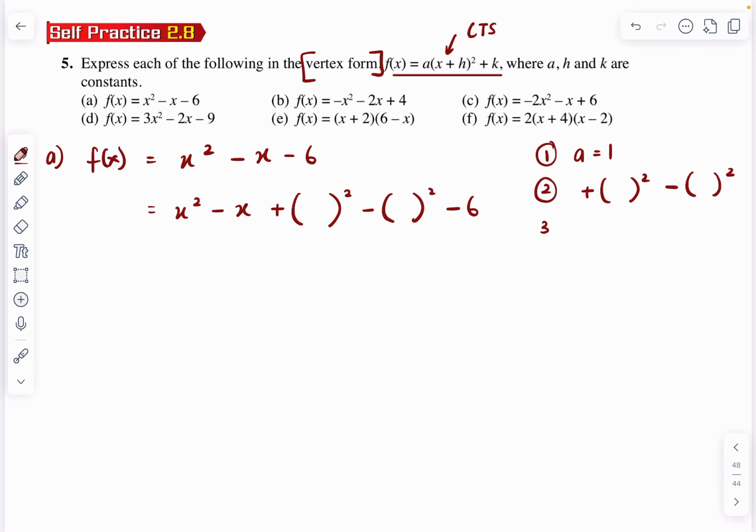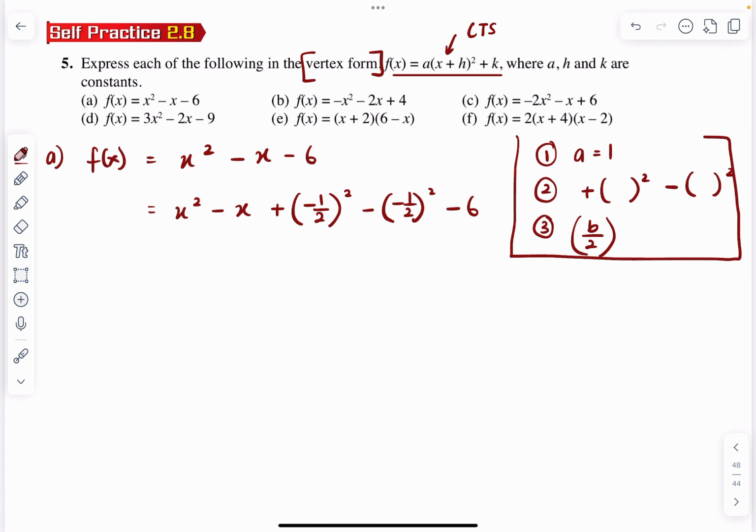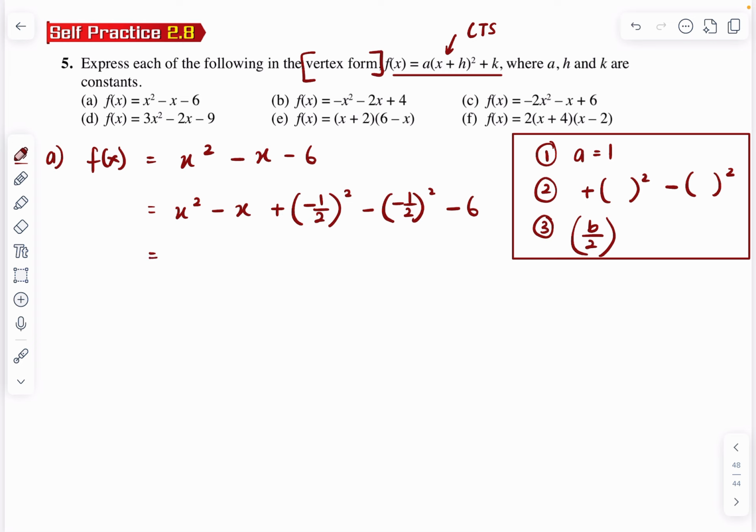Okay, thirdly, inside the bracket has to be b over 2. So our b here is negative 1. So here will be negative 1 over 2, negative 1 over 2. So if you follow these 3 rules, generally your completing the square will be easier. Right, let's continue. So after you get here, this one has square, this one also has square. You have to bring them together.